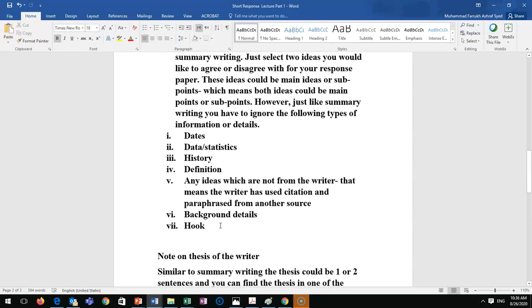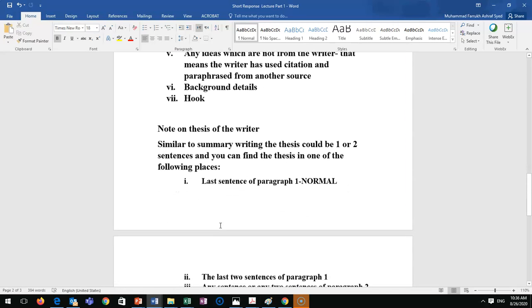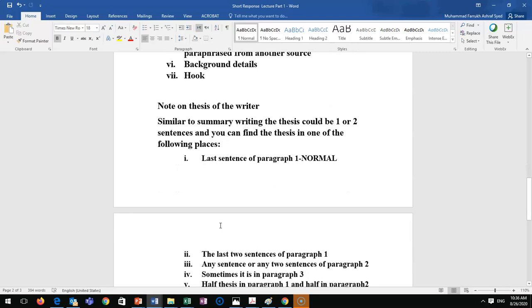Background detail, again, you cannot agree or disagree with them. Hook, you can't agree or disagree with hook either. So these 7 things are out of summary, and these same 7 things are out of your response when you are reading the article actually. All right. So now note on the thesis of the writer. Similar to summary writing, thesis of the writer is exactly similar. Everything is similar to summary there.